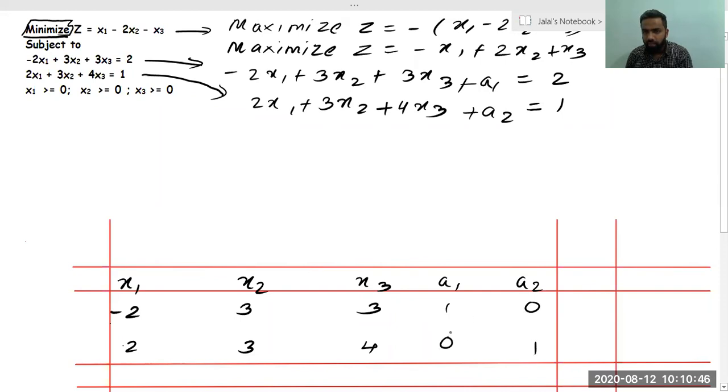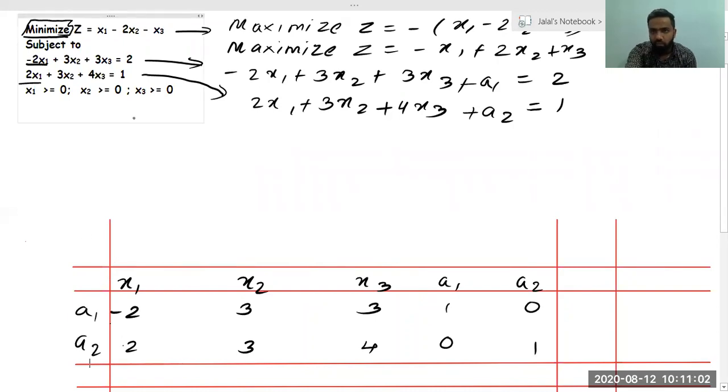Now we can see that there are two equations, and with two equations there is a formation of a 2 by 2 identity matrix. So we can write here a1, a2. Simple as that.